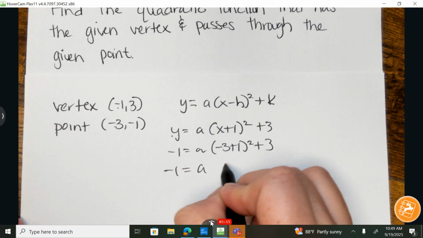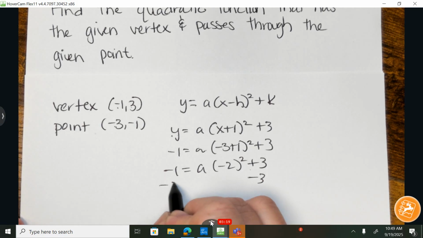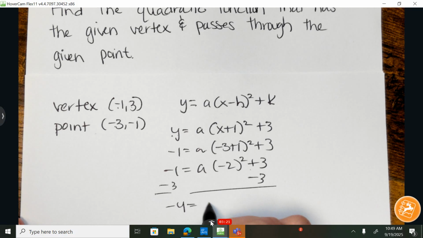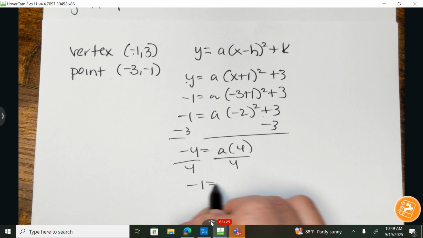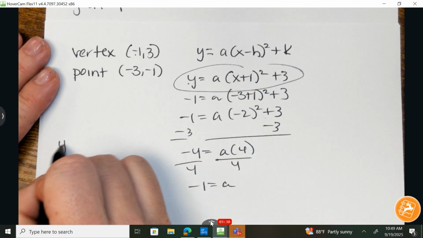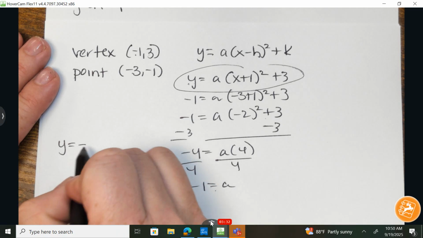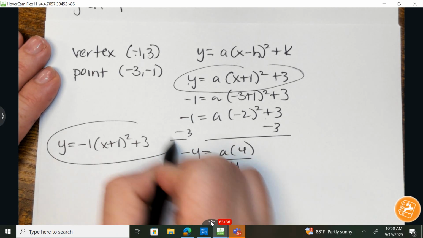Doing PEMDAS backwards. So PEMDAS backwards looks like first getting rid of adding or subtracting. Then get rid of multiplying or dividing. And now we're going to rewrite from this form. I'm going to replace the a in this case with a negative, or -1. And I'm done.